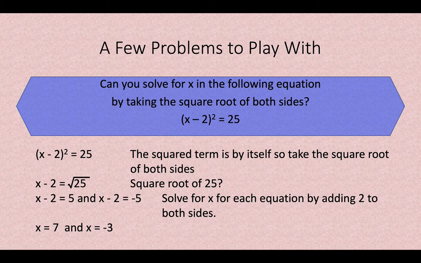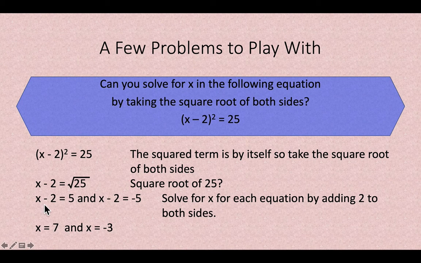So now we've got to think of this in terms of 2 equations. Before we ended up with an x on the left side, and we could say x equals 5 or x equals negative 5, but here we've got an x minus 2. So we have to say x minus 2 equals 5 and x minus 2 equals negative 5. And then you solve for each of the x's in the 2 equations.